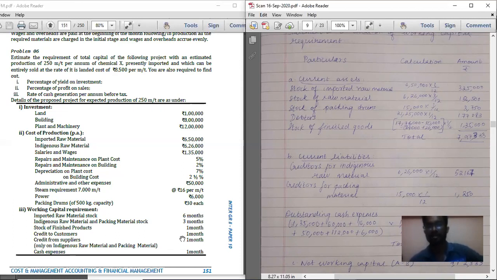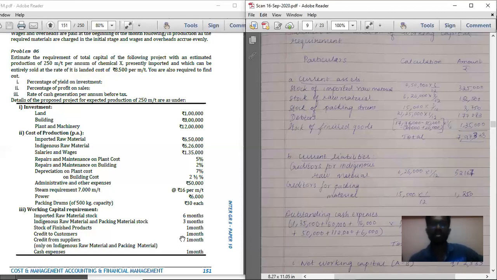So debtors, below that stock of packing drums, debtors. Calculation column, 21,25,000 into 1 by 12. Why we are assuming 21,25,000 is, we are assuming entire sales as credit sales. So 21,25,000 into 1 by 12. Amount column, 1,77,083. Next is stock of finished goods.